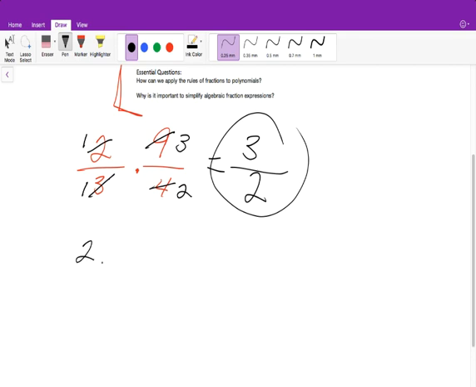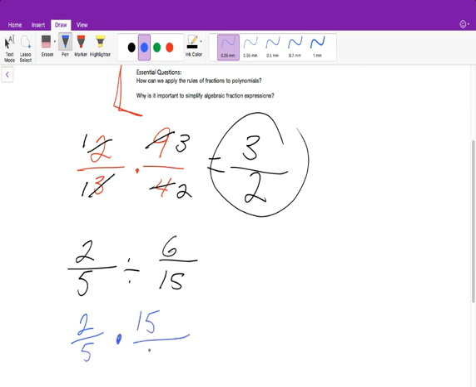Now if we're dividing fractions, say 2/5 divided by 6/15, same thing. When we're dividing fractions, we keep our first fraction, so it's 2/5. We change the division to multiplication, and then we flip it. We multiply by its reciprocal. It's the same first step when we're dividing algebraic fractions. We keep the first fraction, change it to multiplication, and then multiply by its reciprocal. And then we look to simplify.